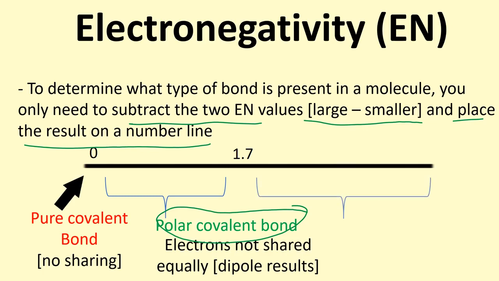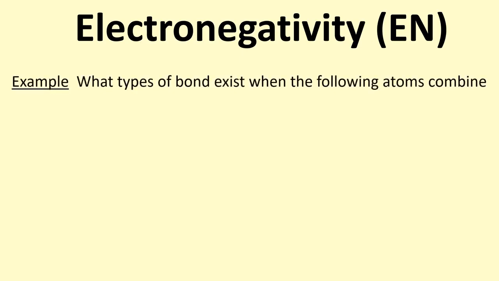Now the last result is anything above 1.7, and this isn't that interesting because we just end up with a regular old ionic compound, and we probably know it's an ionic compound just by looking at the fact that it's a metal and a non-metal. We wouldn't need to do this ΔEN, but it would just be a good way to confirm it. So let's wrap this up with some examples.